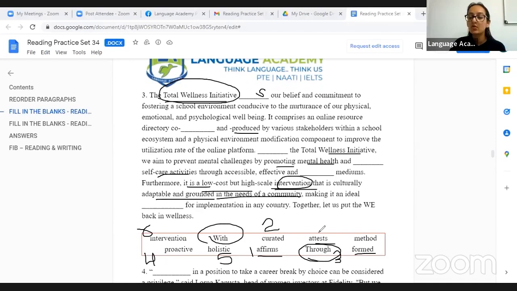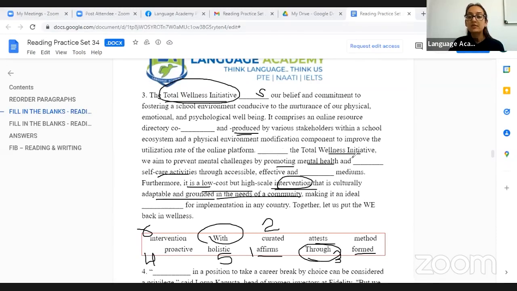A test does not go with the context, so that's why we should go with the forms. Co-curated, because curated, if we put formed, it is the same as produced. Something formed and produced mean the same. That is why it is curated, which means selected, organized, and presented, all three things together.